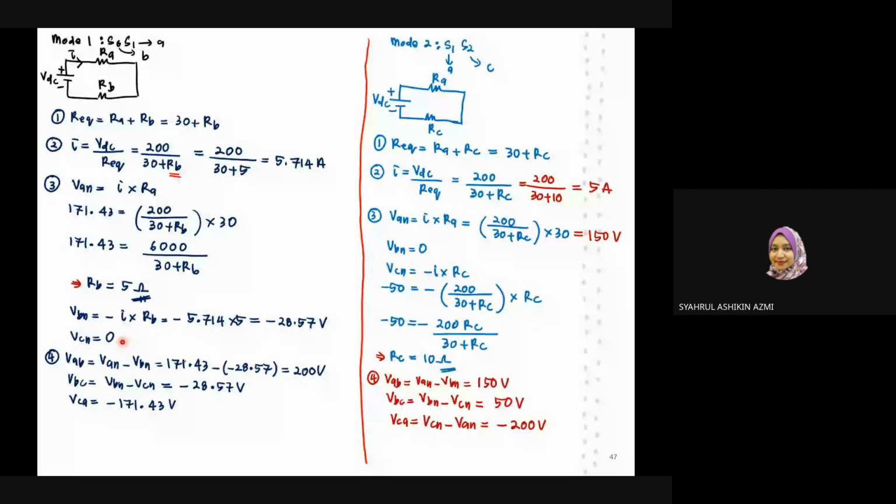VCN is equal to 0, as identified from the figure just now. So basically you already have the values of your VAN, VBN, and VCN. Substitute them to find your line to line voltages, VAB and VBA.